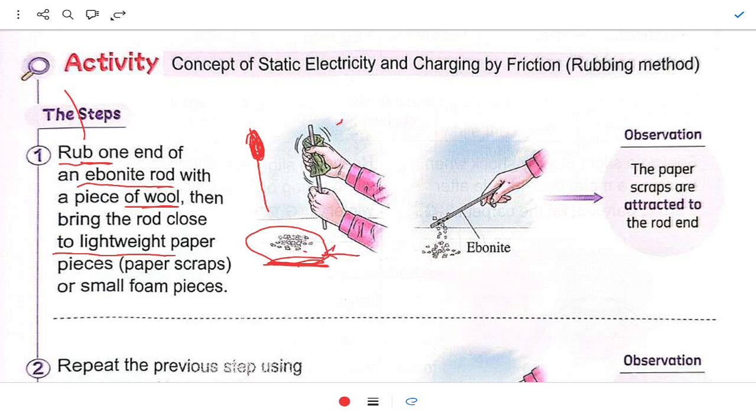What will you observe? Your observation is that the paper scraps are attracted to the rod end. But what is the reason for that? Paper scraps are attracted to the rod end. How does that happen? You just rub one end of an ebonite rod with a piece of wool, then bring the rod close to the lightweight paper scraps. You will notice that the paper scraps are attracted to the rod end.